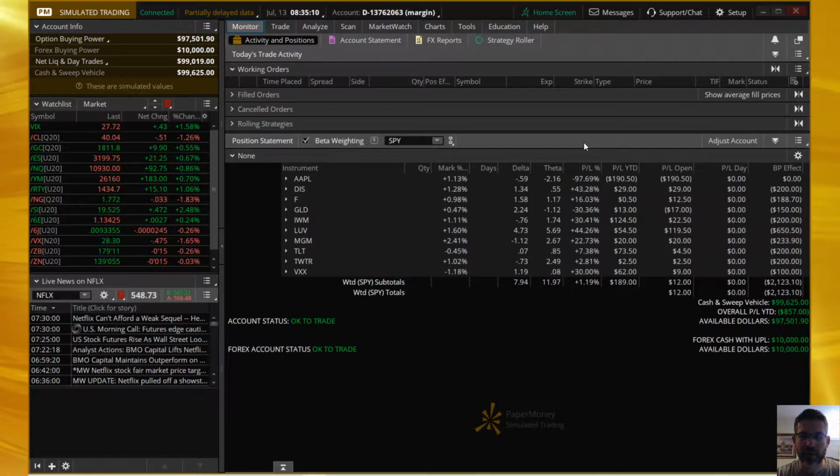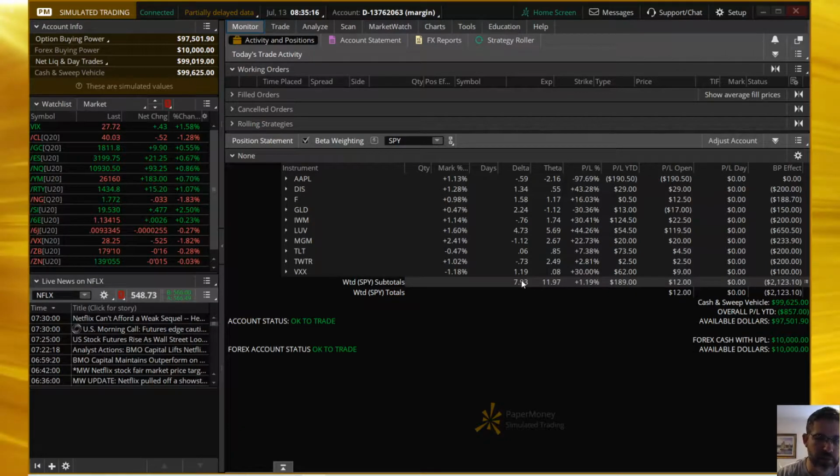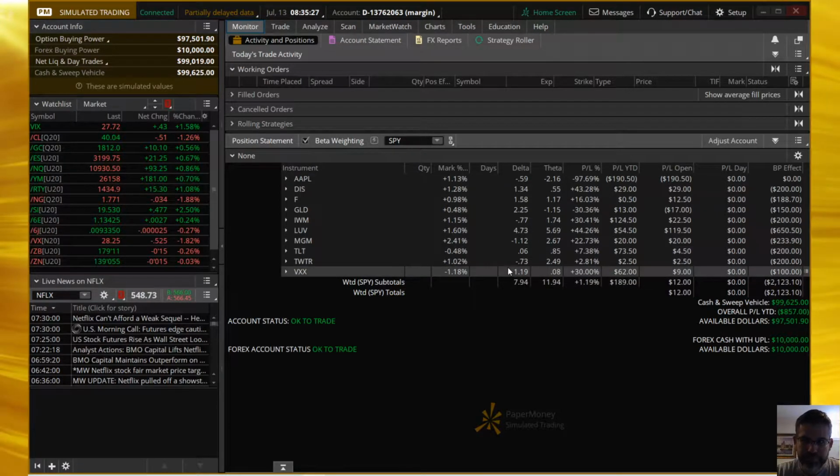We'll take a look at our overall portfolio delta that's beta weighted. We can see that we're at 7, or we'll call it 8 beta weighted shares of SPY. So that means should the S&Ps be going up today, it's like we would be long 8 shares of SPY.